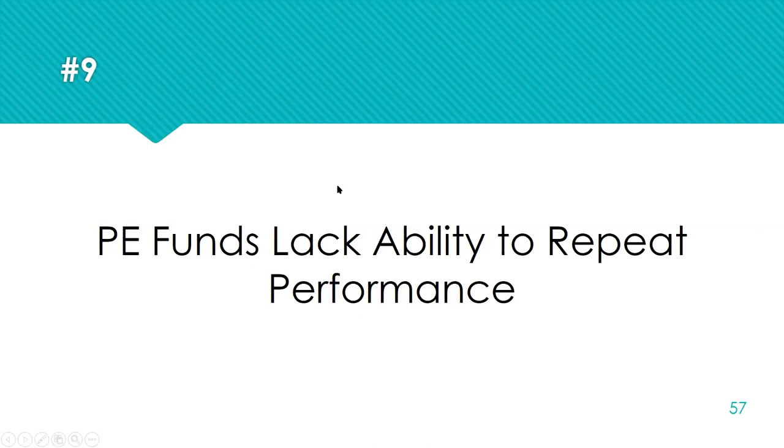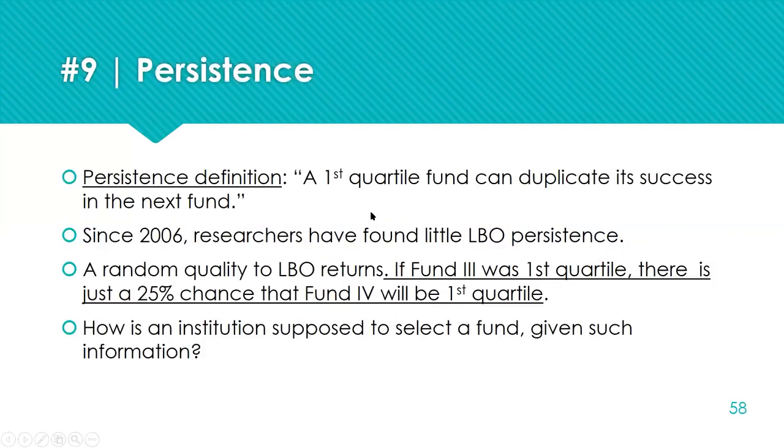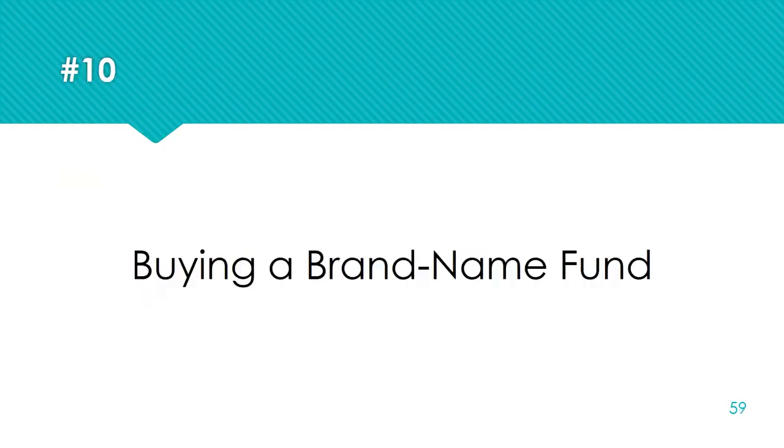Another interesting factoid is that the PE funds have a hard time repeating their performance. So if you were to have a first quartile fund in your fund number 3, you were in the top. So everybody looks at your fund 4 and says, I'm going to invest in fund 4 because fund 3 did so well. However, there's a random quality to the returns where the buyout fund manager has a tough time repeating the performance of fund 3 into fund 4. That's called persistence in the business, and there doesn't seem to be any persistence. It's random.